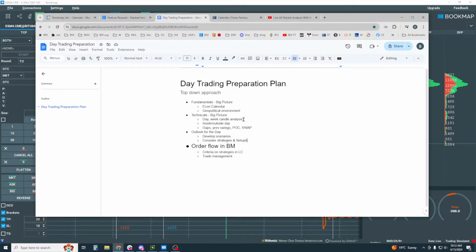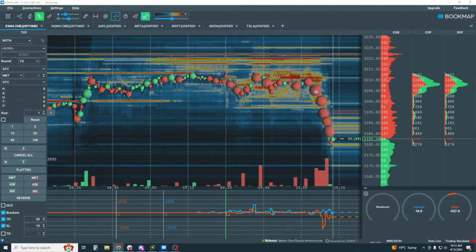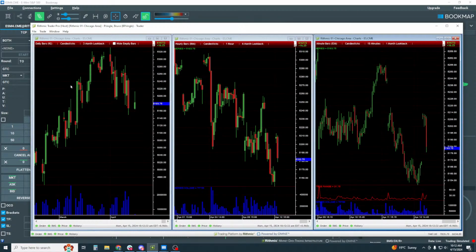We're going to look at the daily candles, the hourly, and the 15-minute. We're going to look at inside day, outside day, and then we're going to drill down into gaps and previous swings, etc. Okay, so let's do that quickly here. We can see our daily over here. Very simple candlestick chart. We don't need to get too advanced here on a lot of this stuff.